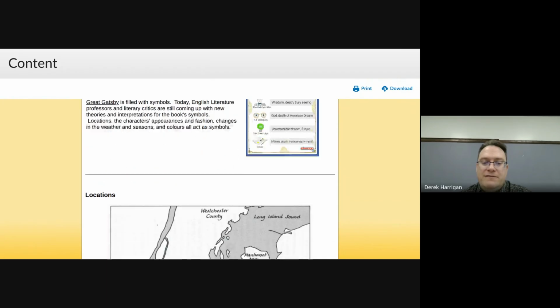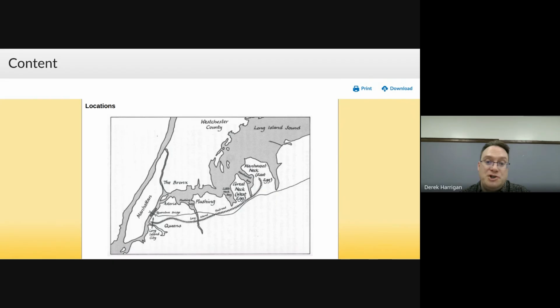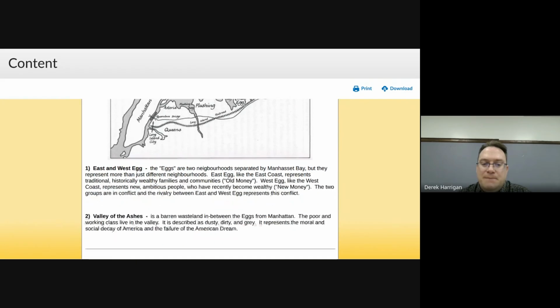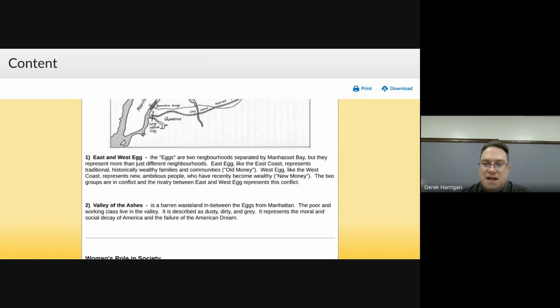And so if we go down further here, first off, locations. And so it's important to remember a few of the locations that are talked a lot about in the book. So we've got East Egg, we've got West Egg, we've got the Valley of the Ashes, right? These three are very important neighborhoods, are very important locations in the book. And if you think about it, they all represent a different part of society.